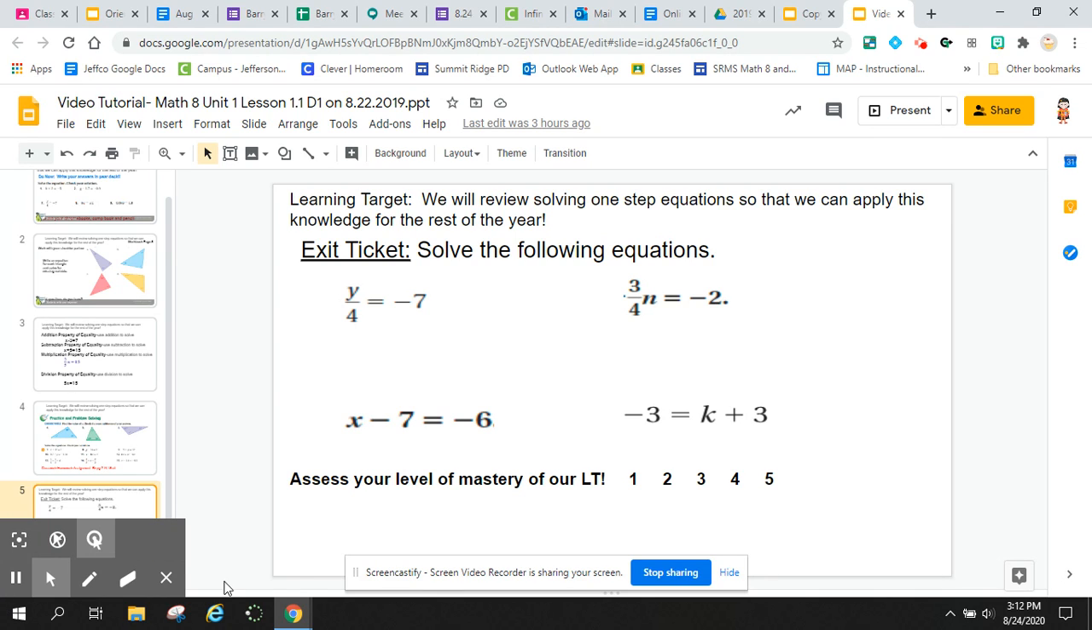Assessing your level of mastery will be the last question. You could tell me for the learning target, were you able to solve one-step equations so that you could apply this knowledge for the rest of the year? You would rate your mastery skill from a 1 being not at all, to a 5, absolutely, I could do this.